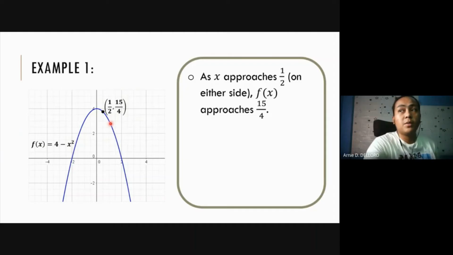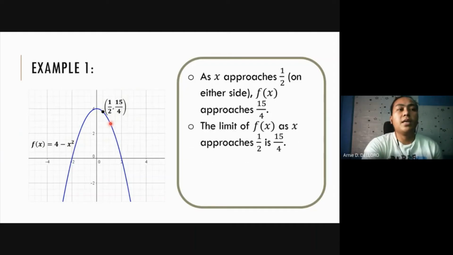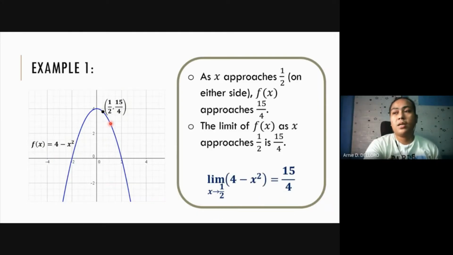Okay? So, as x approaches 1/2 on either side, the function approaches 15 over 4. Yan yung mga possible observations. Okay? Second is the limit of f of x as x approaches 1/2 is 15 over 4. And lastly, yung sinasabi ko kanina, the limit of the function 4 minus x squared as x approaches 1/2 is equal to 15 over 4. Okay? So, yan po yung sa function.